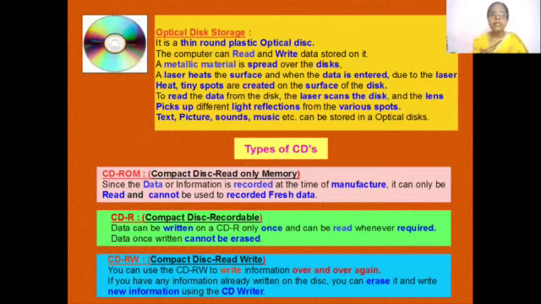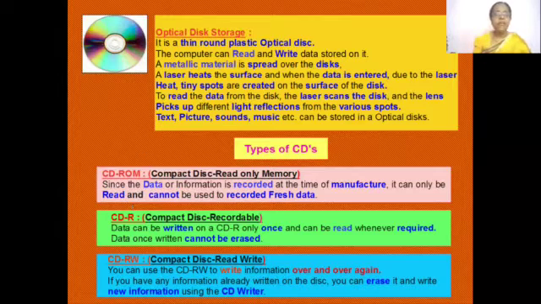To read the data from the disk, the laser scans the disk and the lens picks up different light reflections from the various spots. That's how text, pictures, sound, music can be stored on an optical disc. So if you want to read, again, the light falls on these dots that are being recorded. And this laser lens picks up all these dots and reflects the light, and so you can see what is there on the CD.